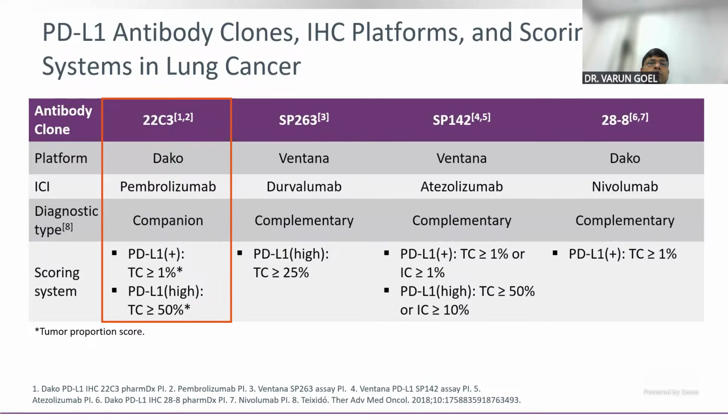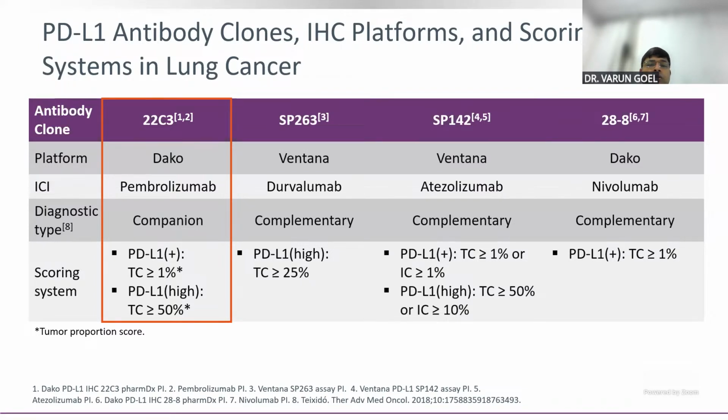Regarding PD-L1 antibody clones, the IHC platform and scoring system in lung cancer. So we all know that there are 2-3 platforms like 22C3, SP263, SP142 and 28-8. The most common one out of all is the Dako method, that is 22C3. It is used in the pembrolizumab trials. So the companion diagnostic type is there, and in this scoring system, PD-L1 is positive if the tumor proportion score is more than 1% or more than 50%, so positive only or high.